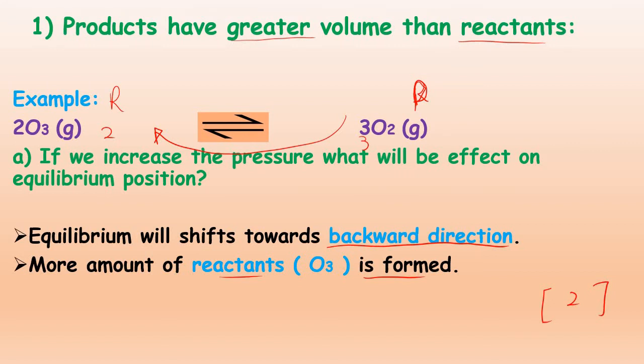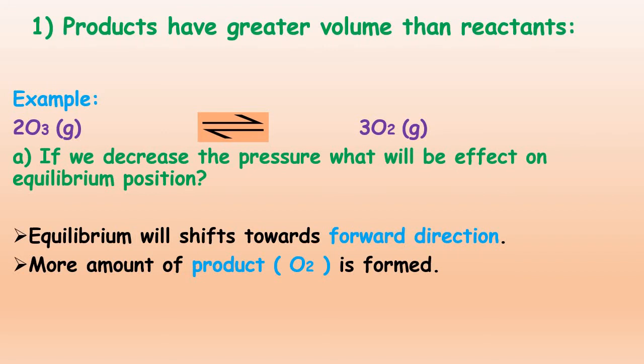As I have told you earlier, when we increase the pressure, the equilibrium will move to that direction where the number of moles or volume of the gas is less, right? So look here, the number of moles is less when we are moving towards the reactant side. That is the reason it is moving towards the backward side, and the backward side means the reactant side, so more amount of reactant O3 is formed.